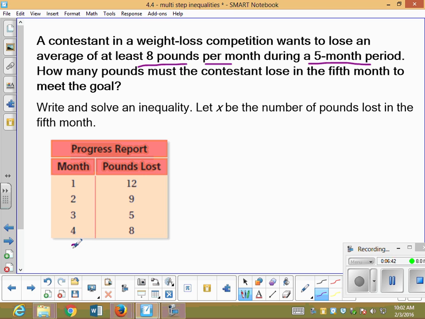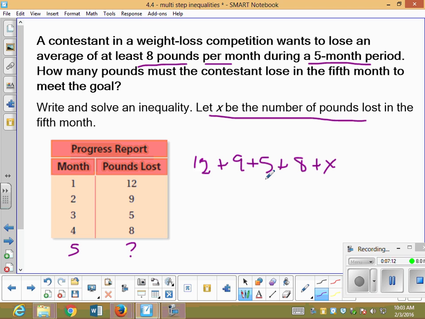in order to meet the goal? Write and solve an inequality. Let x be the number of pounds lost in the 5th month. So first, we need to know how much they have already lost. So we're going to take 12, oops, let me write that. We're going to take 12 plus 9. We're trying to get the total that they've already lost, plus 5, plus 8. And since we don't know the last total, we're going to put plus x.